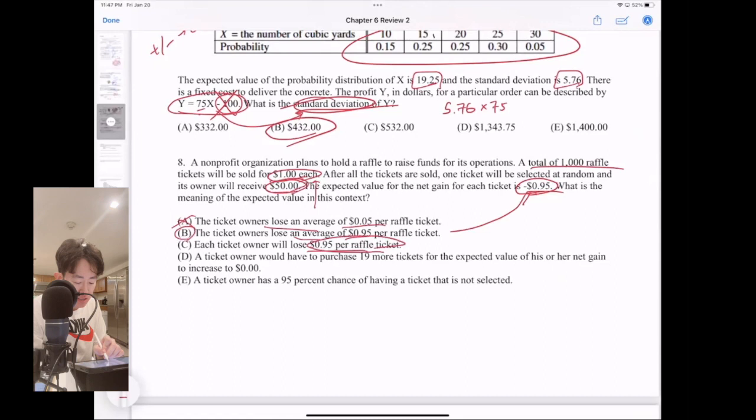The word they're missing is obviously the word average. Okay, so between C and B, B is the clear better choice here. Even though they're kind of talking about the same thing in a way, B is the better way to put it because it has the word average.